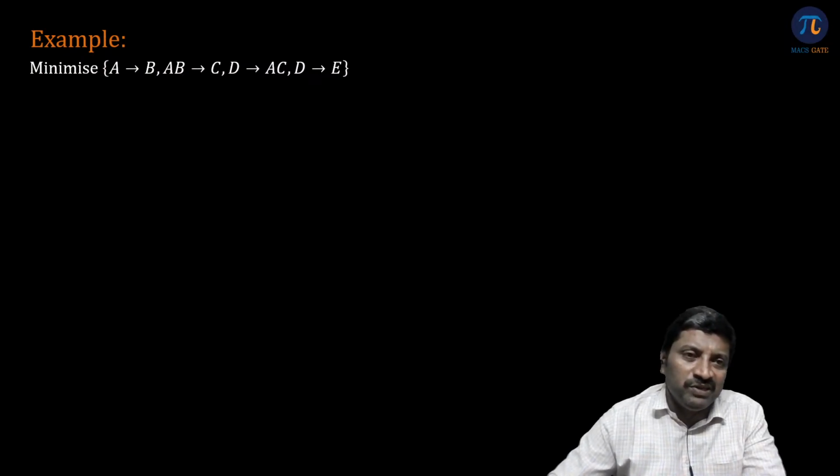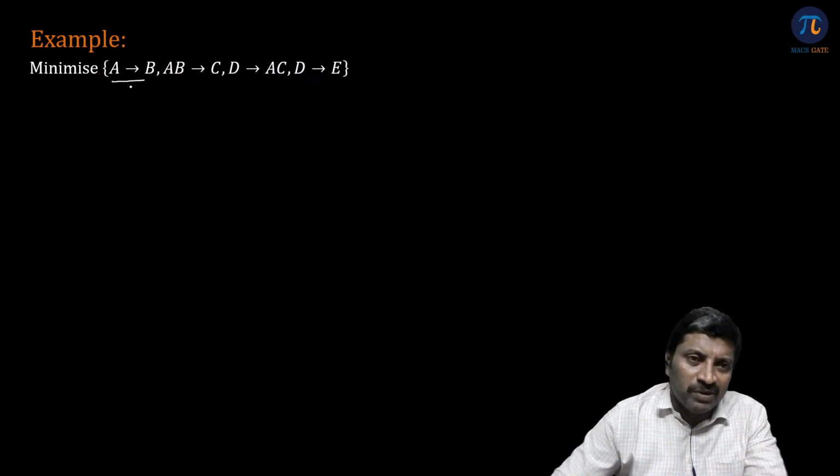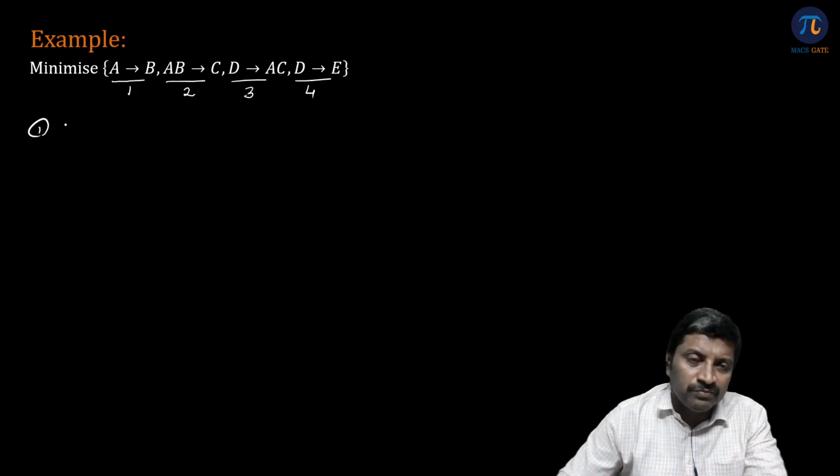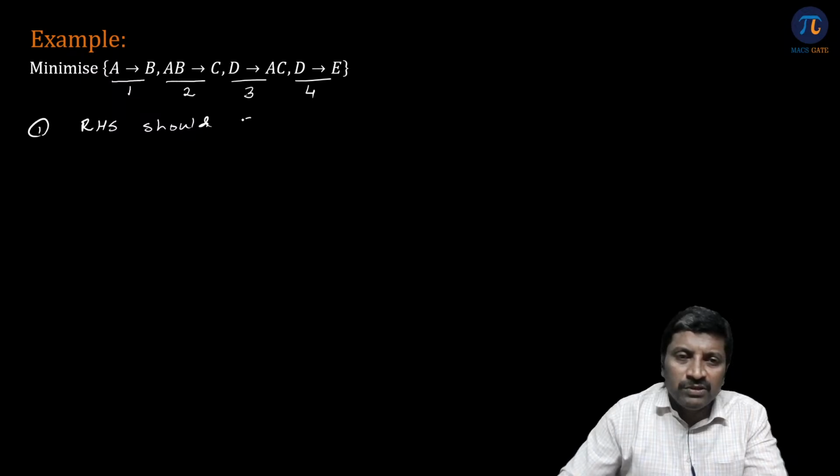Minimize the functional dependencies. So A implies B, AB implies C, D implies AC. D implies E. Sorry, D implies E. So what is the first step, sir? What is the first step? RHS should contain only one attribute.